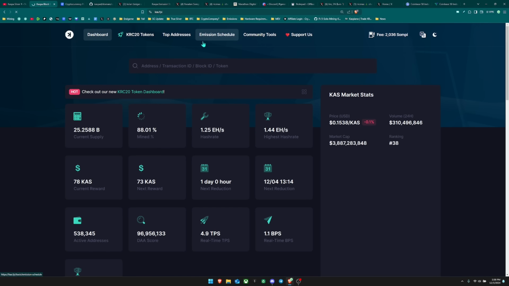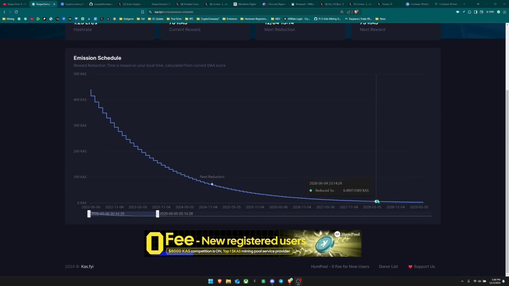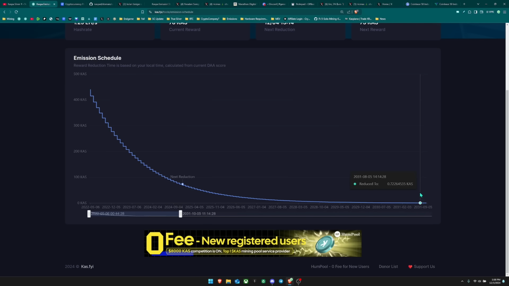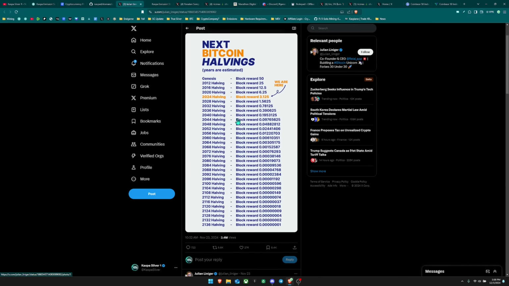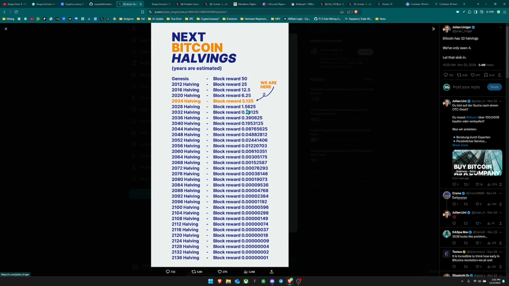If we go back to the emission schedule here, you can see that by 2030, we're going to see the Kaspa emission basically be at zero Kaspa per block. So you can see right here, 2031, the Kaspa emission will only be 0.96 Kaspa per block. And if we look at Bitcoin's emission schedule, you can see that this halving continues for many years, and it doesn't go under one Bitcoin per block until 2032, where it hits 0.78 Bitcoin per block.